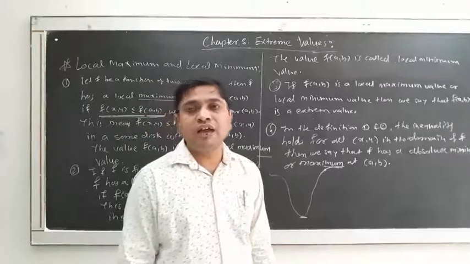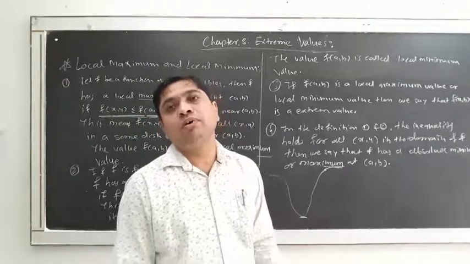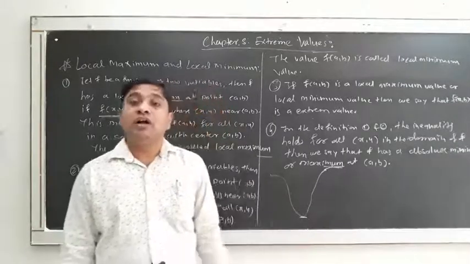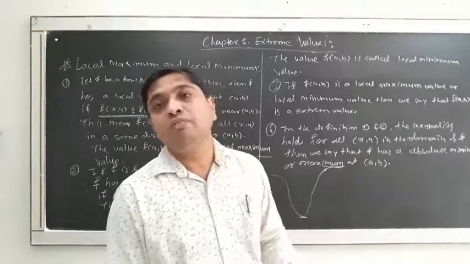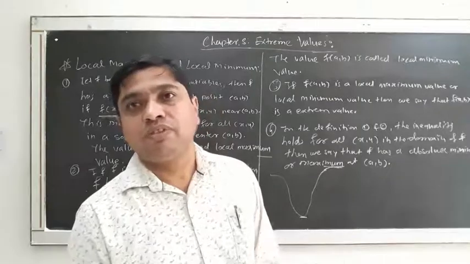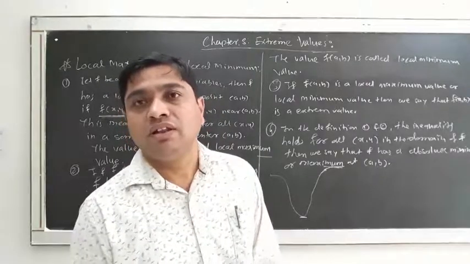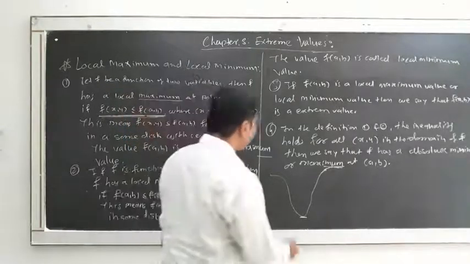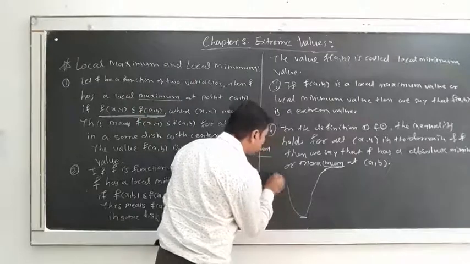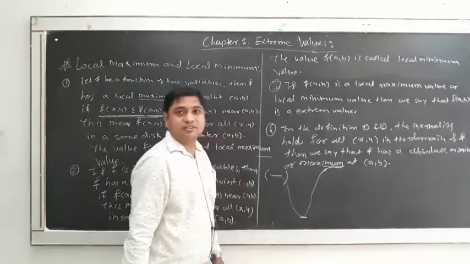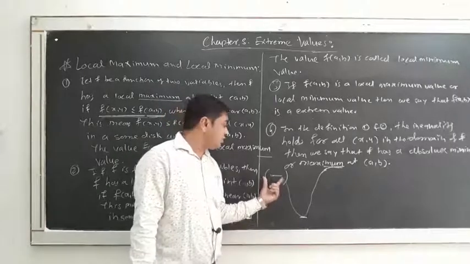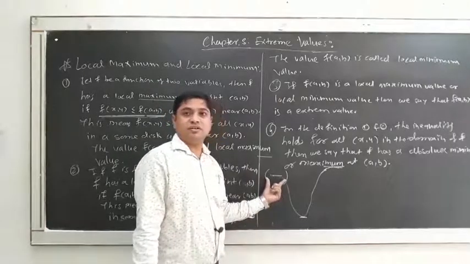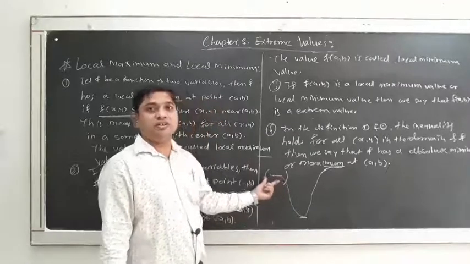So we can say that a local maximum or local minimum is not always a minimum or maximum for all points. That means, what is a local maximum? This is also a maximum value, but only in this region. So it is a local maximum in this disk, or in this region.